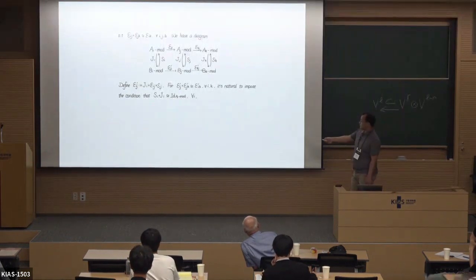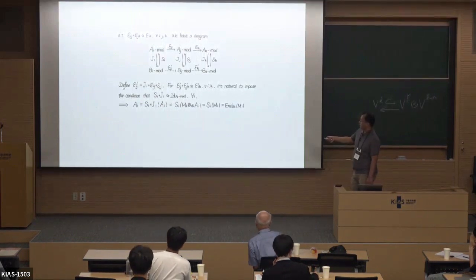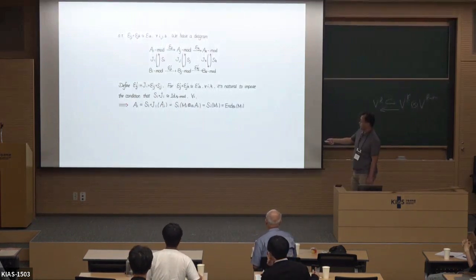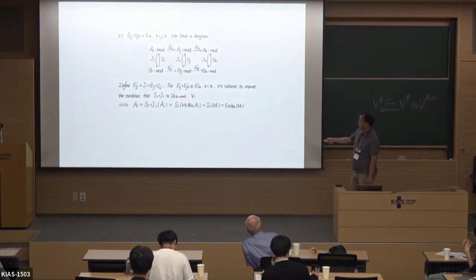Okay, so what's this condition? S_I composed with J_I is the identity by definition. When you apply this functor to the free module A_I, the right hand side applied to the free module is A_I. When you apply the left hand side to A_I, J_I is M tensor with A_I, which does nothing, so it's just M_I. And S_I is Hom of M_I into M_I, so therefore you get the endomorphism ring.